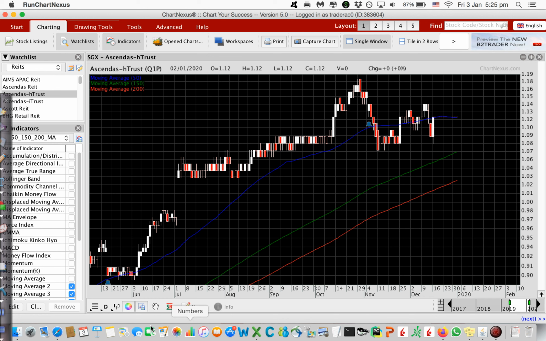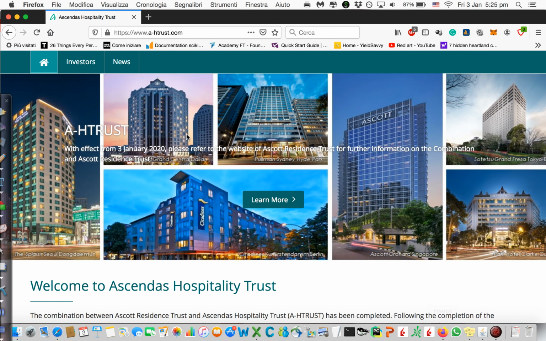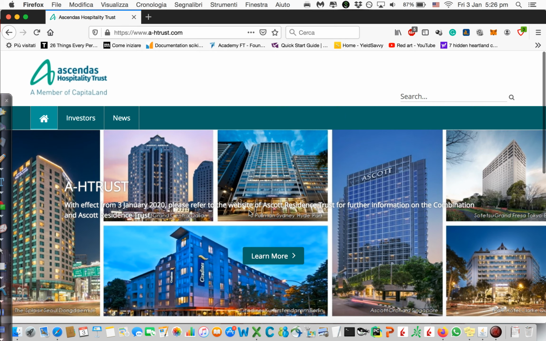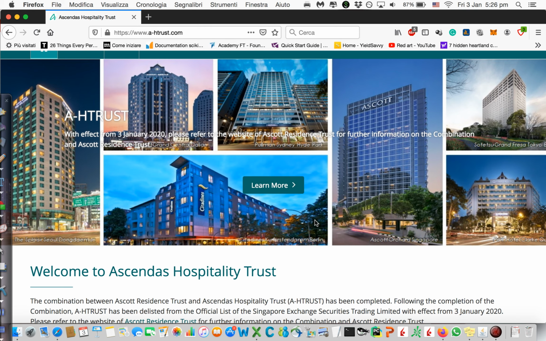But what happened? If you look at the news, Ascendas H-Trust merged with another REIT, Ascot Residence Trust. So if you had shares of Ascendas H-Trust, they have been replaced with shares of Ascot Residence Trust. That's what happened in my account as well. I found out that I had shares of this REIT that I never had before, and then I found out that the reason was this merger. So in case you are worried about this, it's normal, nothing wrong.